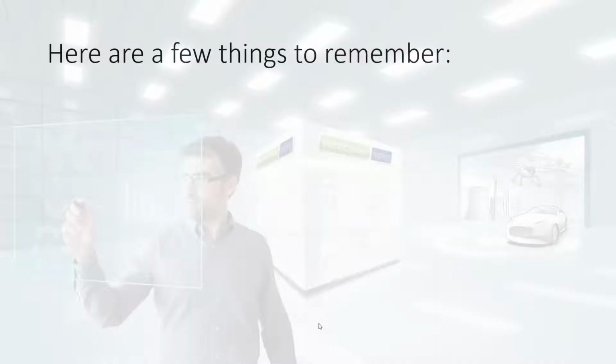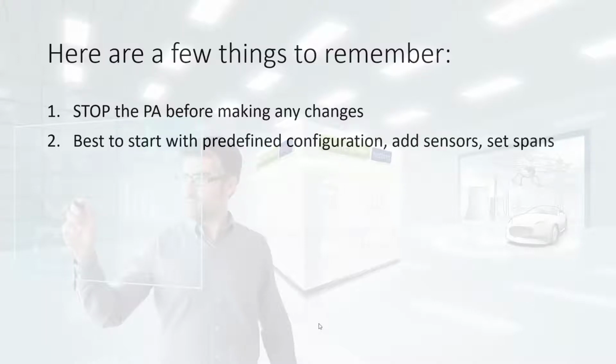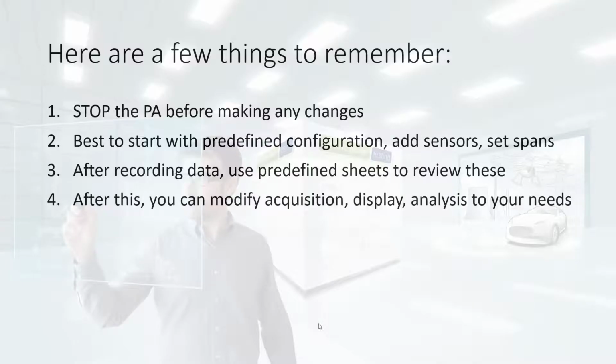Here are a few things to remember. Before changing anything, make sure you're in the stop mode, or you'll notice that some changes cannot be made. When you start with one of the predefined setups of the power analyzer, you only need to assign sensors and to select input spans and you're ready to go. After recording data, predefined sheets are used to review stored raw data or power results. From here, you can modify the power analyzer to your needs.